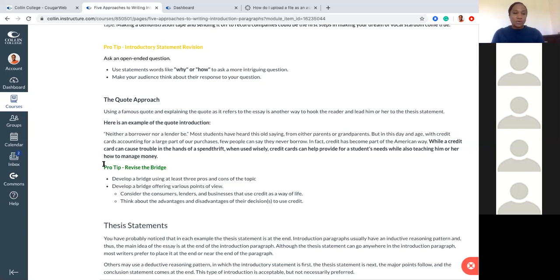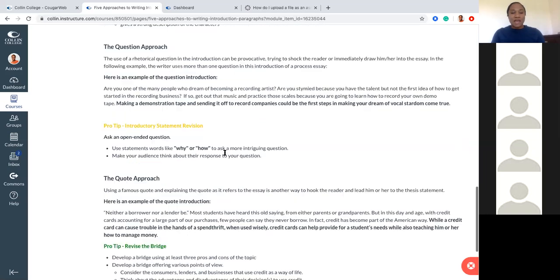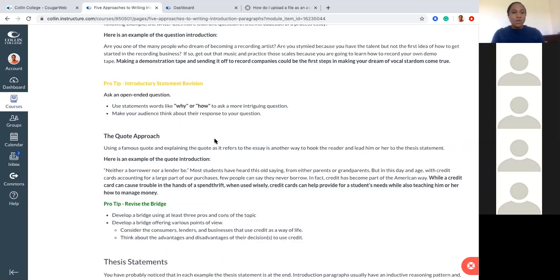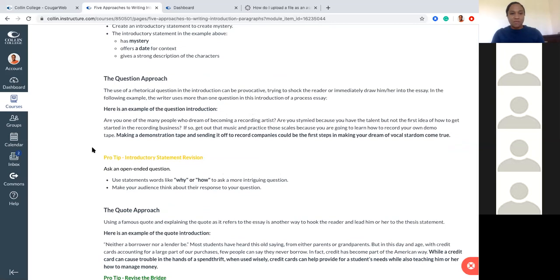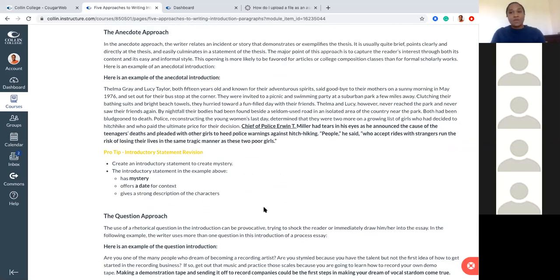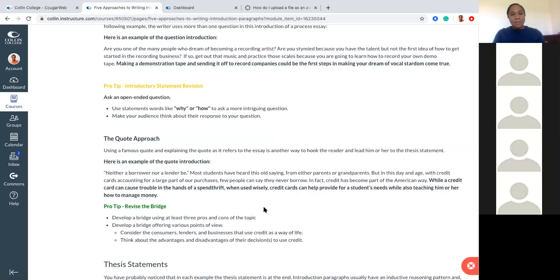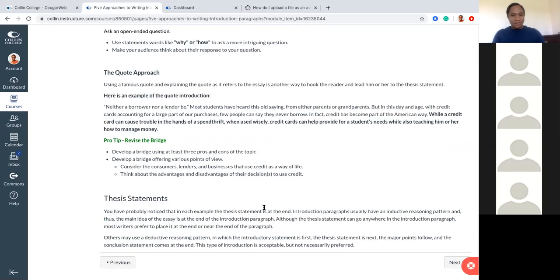And don't forget to look at the pro tips to help you revise either your bridge or your introductory statements, okay? You have pro tips here to help you out. If you were unsure about how long your bridge should be, let me make this small point. I've had a few student conferences since the last webinar, and one of the things I find I'm continuously saying is that your bridge should be longer. Don't forget, when you are developing a bridge, this is from your research proposal section, you should develop it using at least 3 pros and cons, okay?